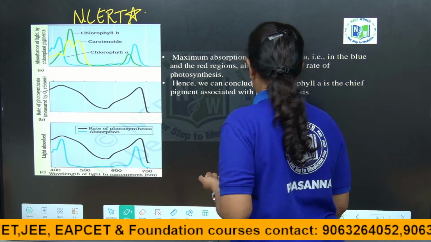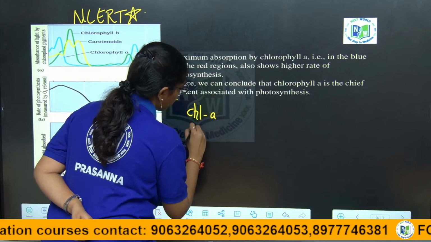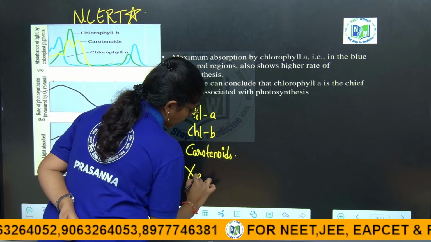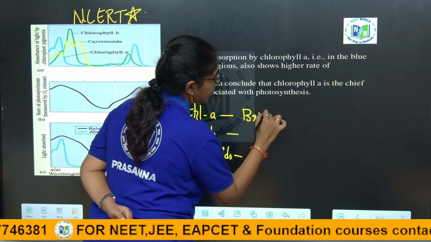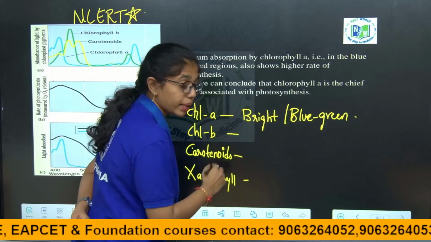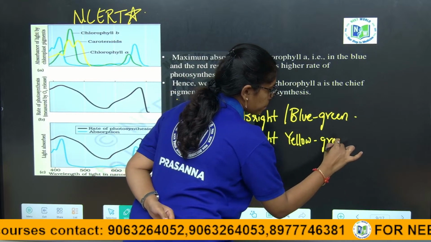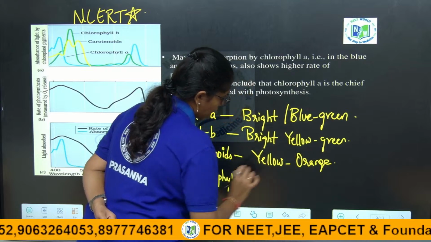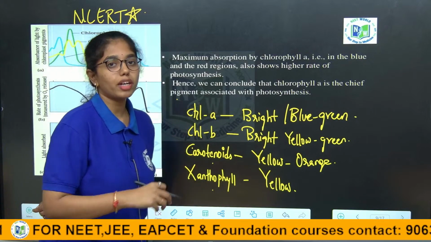In plants there are many different pigments present, like chlorophyll A, chlorophyll B, carotenoids and xanthophylls. Chlorophyll A is bright or blue-green in color. Chlorophyll B is bright yellow-green. Carotenoids are yellow-orange colored, xanthophyll is yellow. These are the colors of different pigments, which are analyzed through chromatographic experiments.